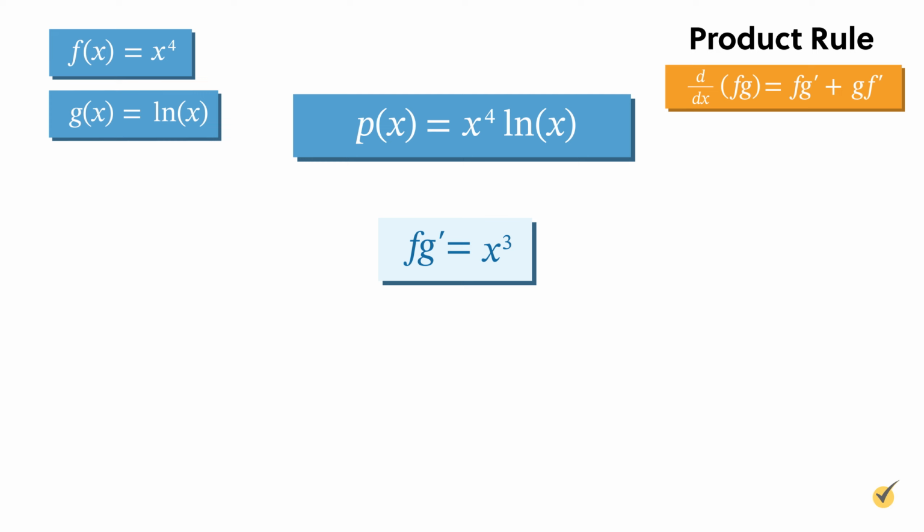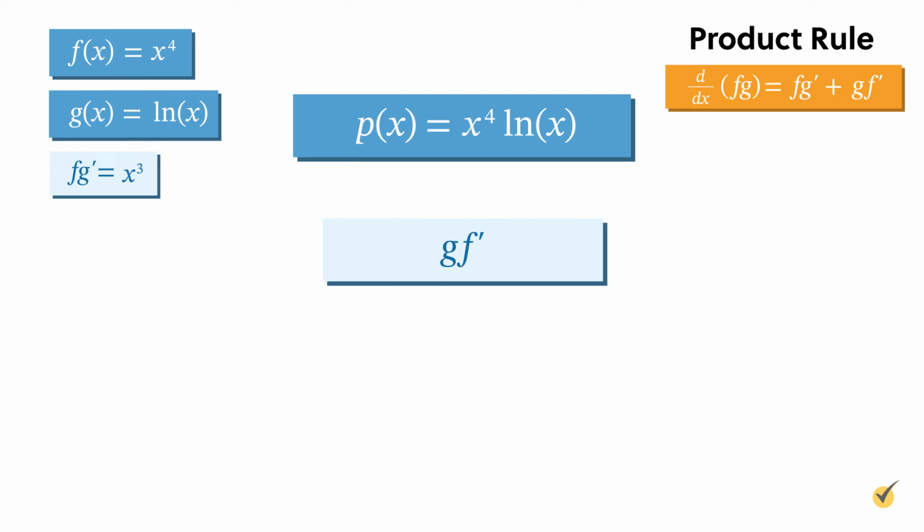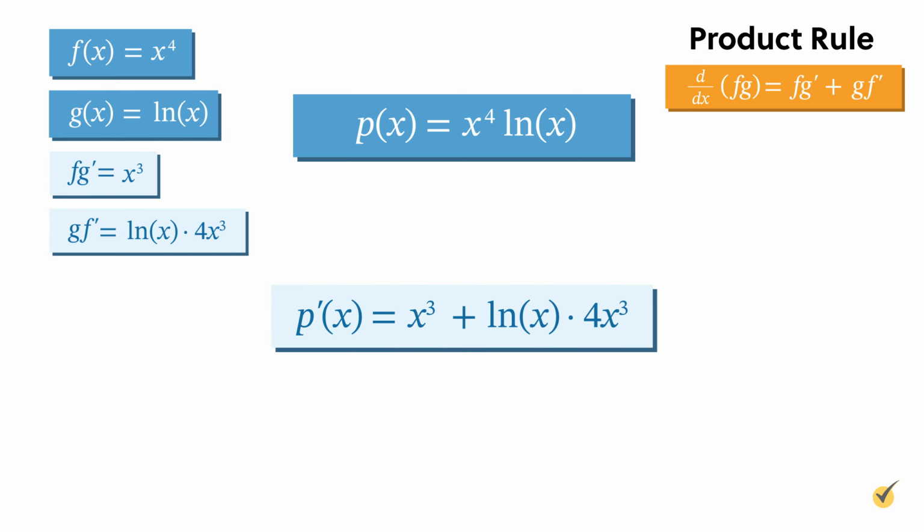The last step in using the product rule is writing the term g times f prime. Remember, in this problem, g equals the natural log of x, so we'll write that multiplied by the derivative of f. Since the derivative of x to the fourth is 4 times x cubed, we write ln of x times 4 times x cubed. The derivative of the function p of x is equal to x cubed plus the natural log of x times 4 times x cubed.